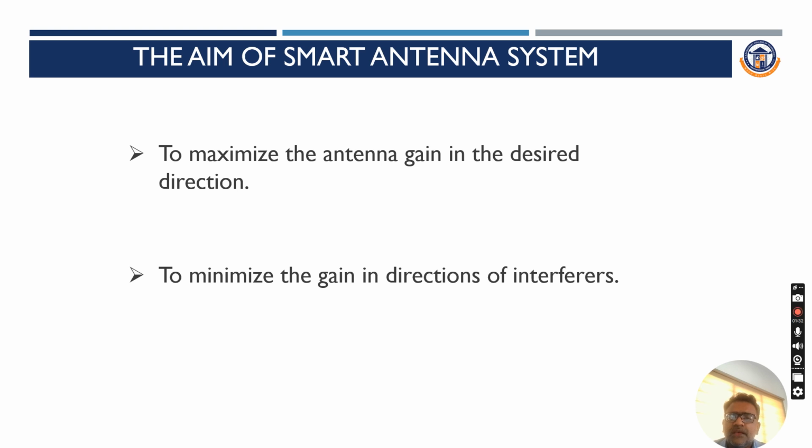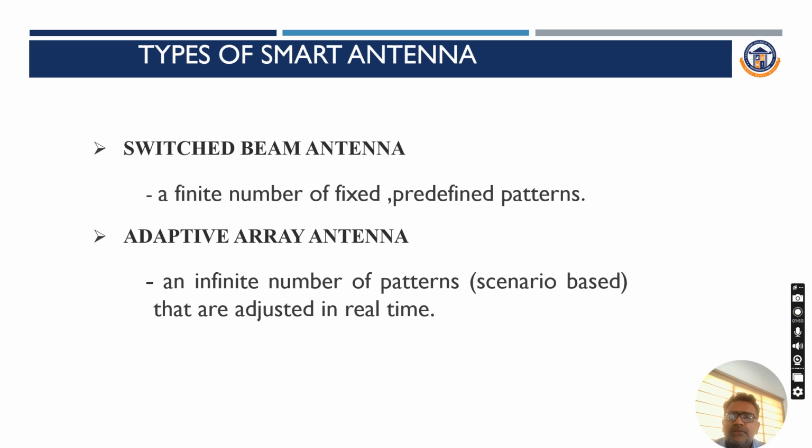The aim of smart antenna is to maximize the antenna gain in a desired direction where there are more users in a particular location. We improve the gain in that particular direction and minimize the gain in the directions of interferers. So there are two types of smart antennas: switched beam antenna and adaptive array antenna.